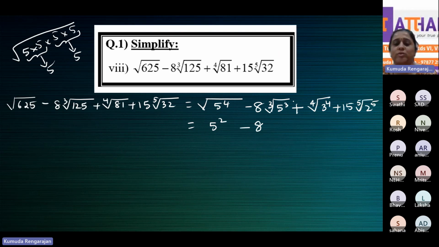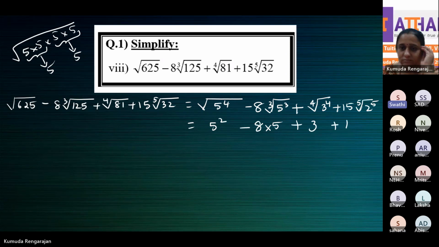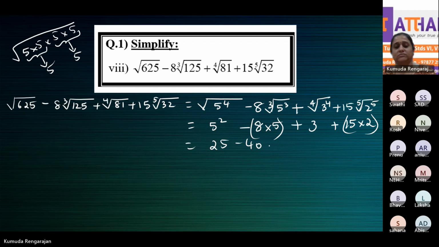So cube root of 5 cube means under the cube root there are 3 5s. From 3 5s, 1 5 will come out of the cube root. Plus, from the 4th root of 3 to the power 4, 3 comes out. So it's 3 plus 15, and from 5 2s, 1 2 comes out, so it's 15 into 2. Correct. Next step. After simplifying, we get 25 minus 40 plus 3 plus 30.